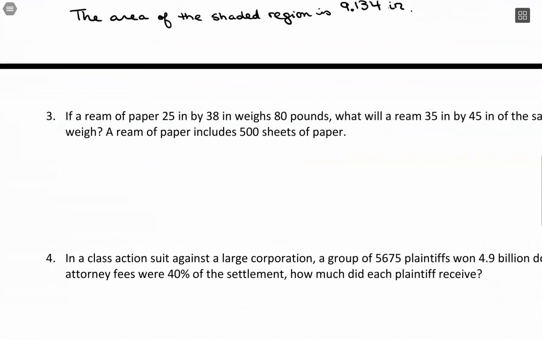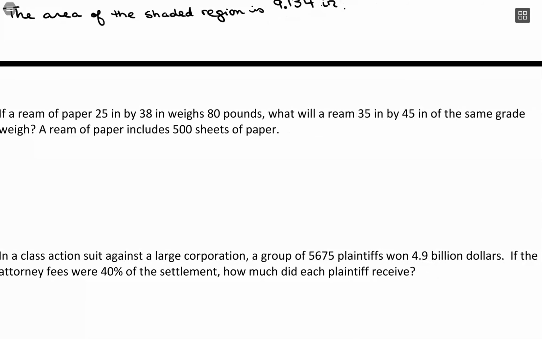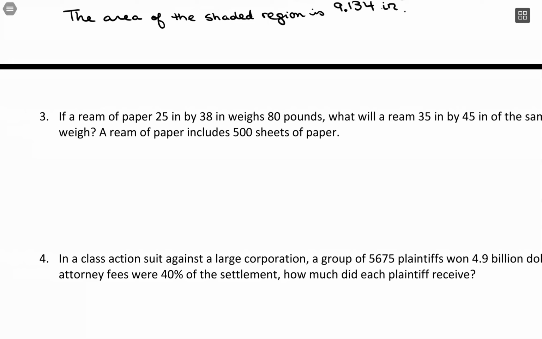All right, we have a ream of paper, 25 inches by 38 inches, weighs 80 pounds. And then we're going to look at this other ream of paper, 35 by 45 inches of the same grade, but we don't know the weight. And what we're going to throw in here is that a ream of paper includes 500 sheets of paper.